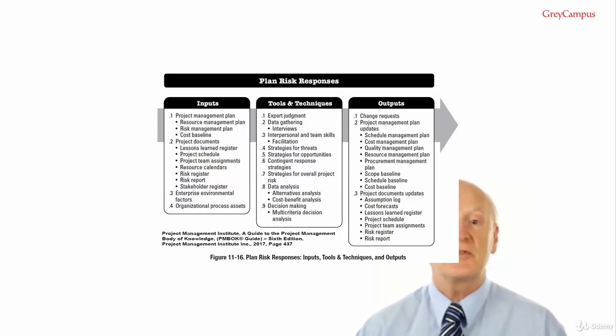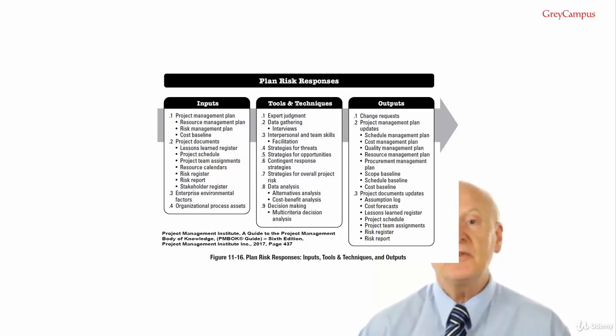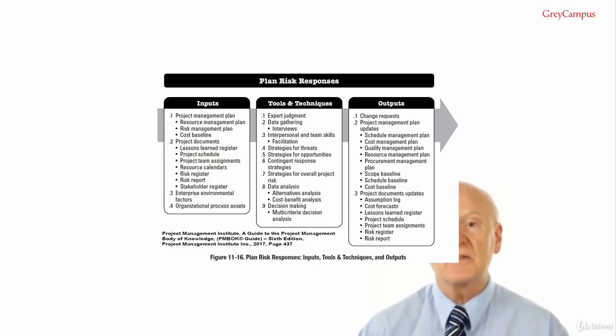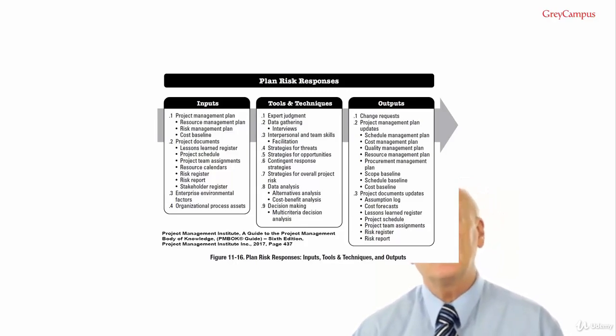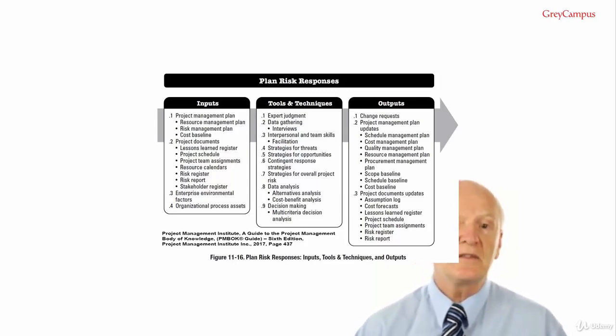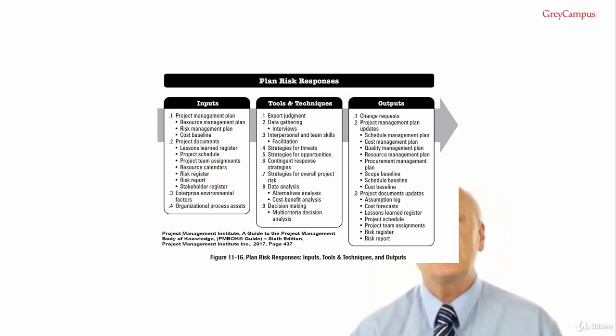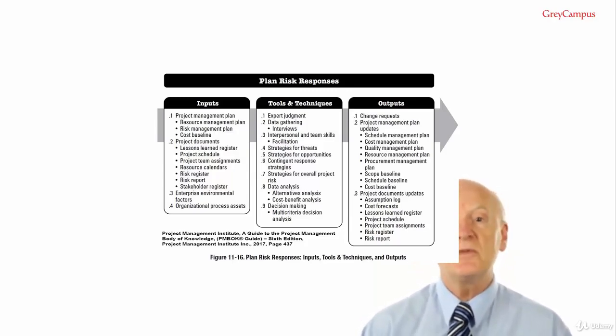The exploit strategy may be selected for high priority opportunities where the organization wants to ensure that the opportunity is realized. This strategy seeks to capture the benefit associated with a particular opportunity by ensuring that it definitely happens, increasing the probability of occurrence to 100%. Examples of exploiting opportunities may include assigning an organization's most talented resources to the project to reduce the time to completion, or using new technologies or technology upgrades to reduce costs and duration.